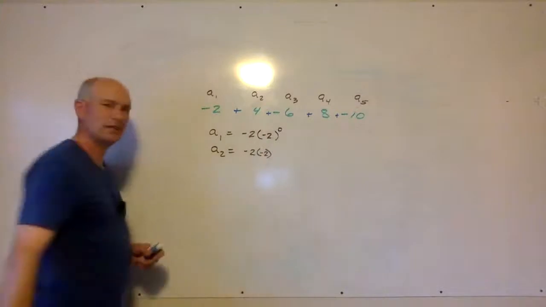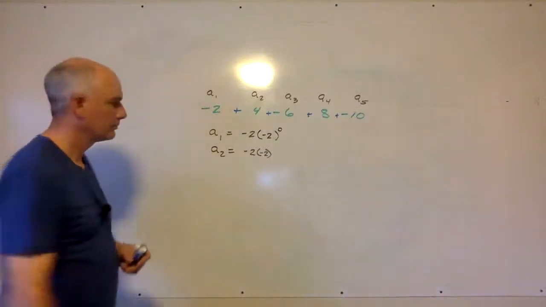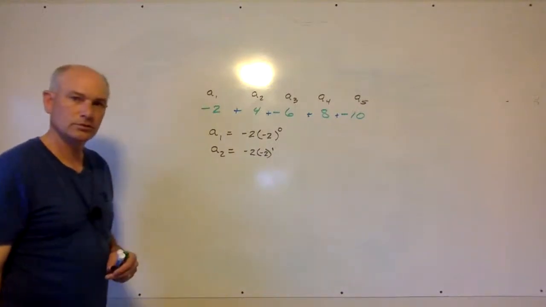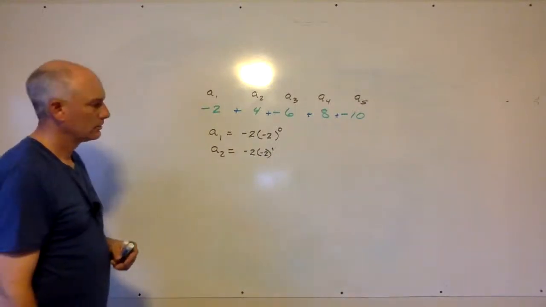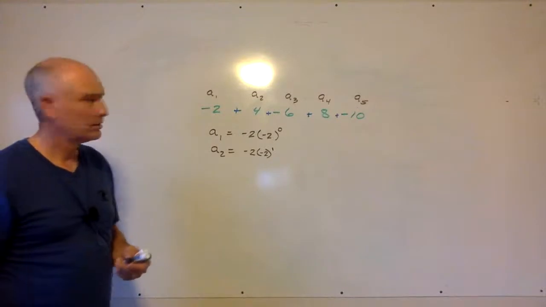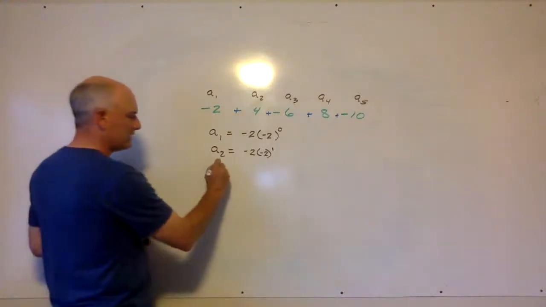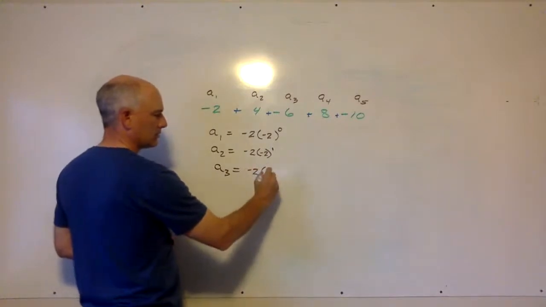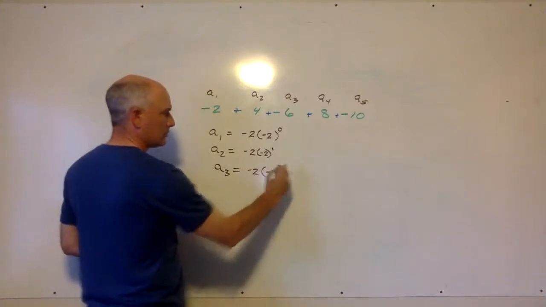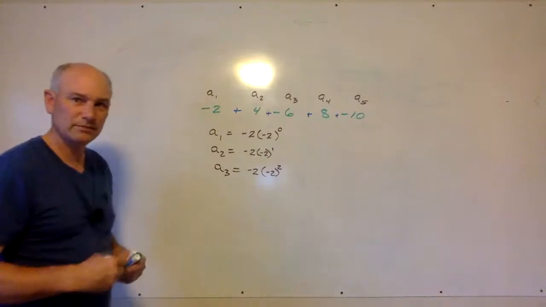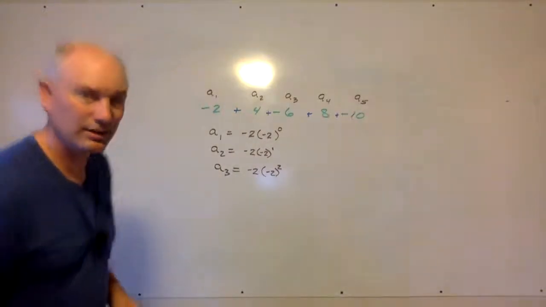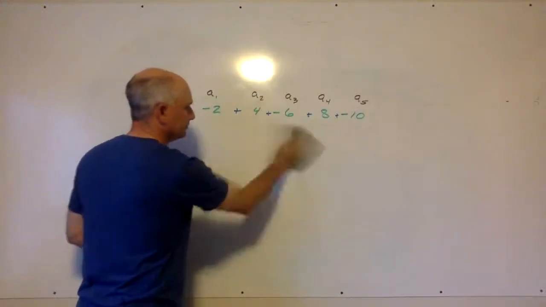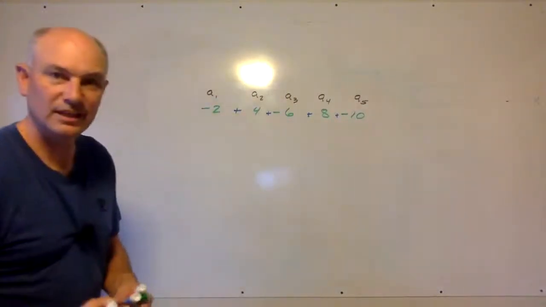What if I wrote that as negative 2 to the 0 and negative 2 to the first? That gets me the first two. But if I tried that for a sub 3, that doesn't work, does it? We got to look at a different pattern. Keep going.